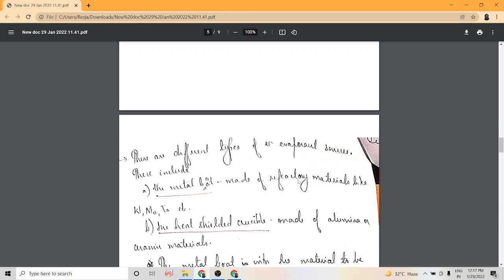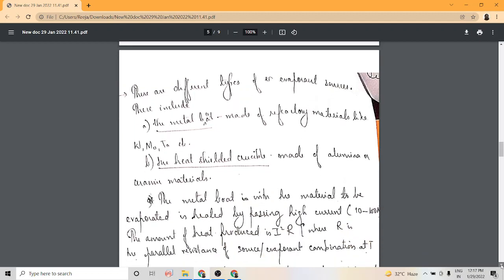Inside these evaporation sources, the material to be deposited is kept. And the other kind of evaporation sources are heat shielded crucibles made of alumina or ceramic materials. Again, materials which can withstand a large amount of heat.